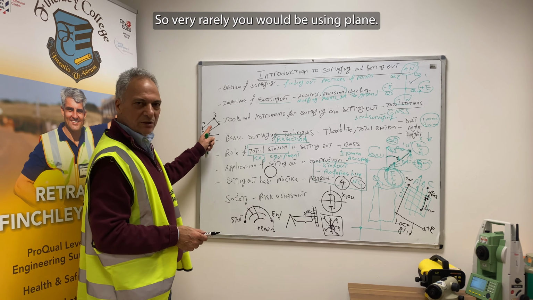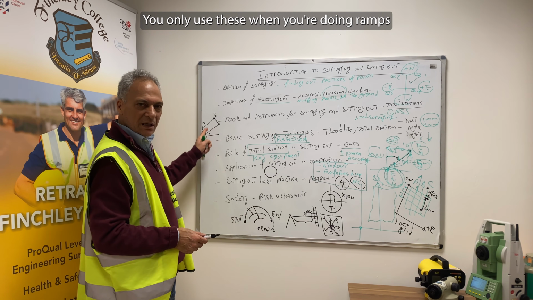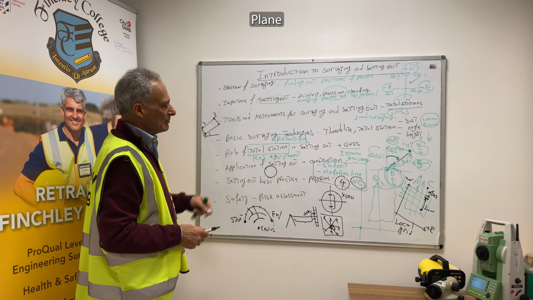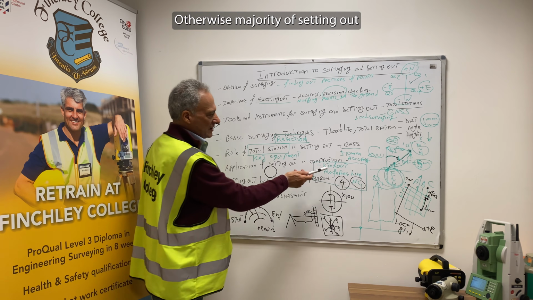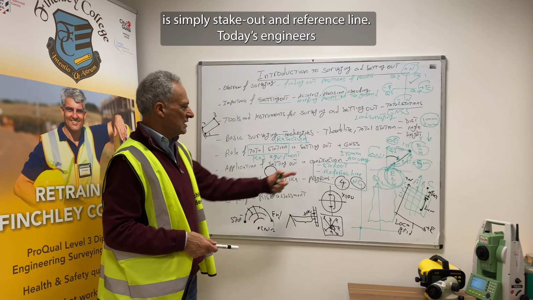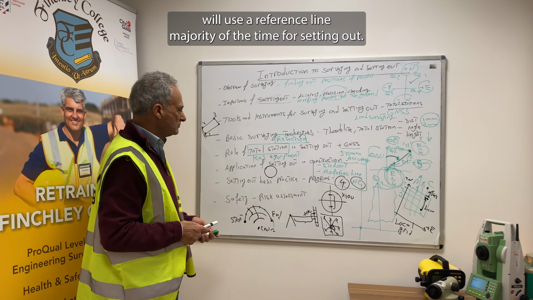So very rarely you will be using plane. You will only use this when you're doing ramps, or you'll be using it for the staircase. That is when using plane. Otherwise, majority of setting out is simply a stakeout and reference line. Today's engineers will use reference line majority of the time for setting out.